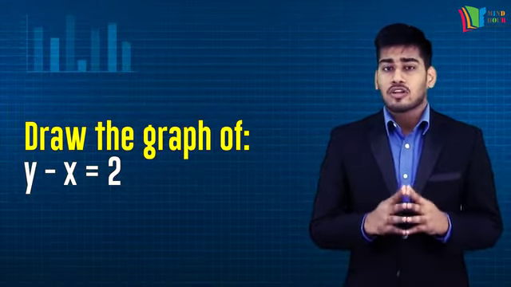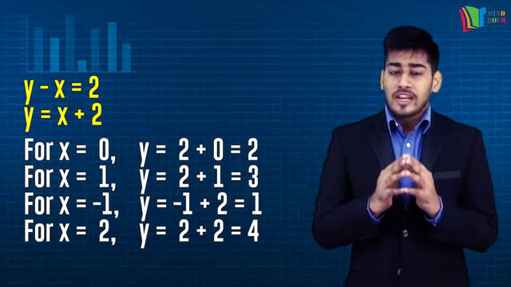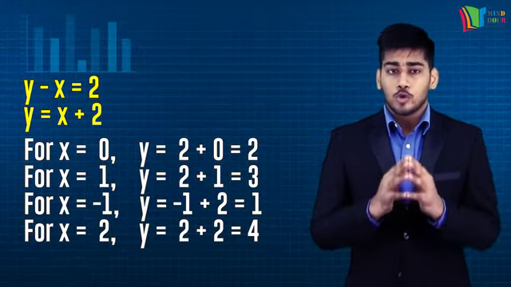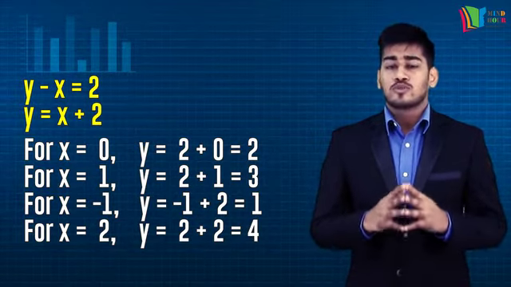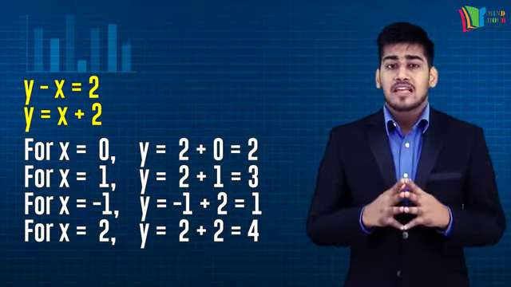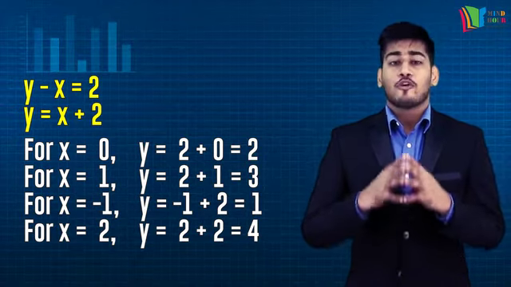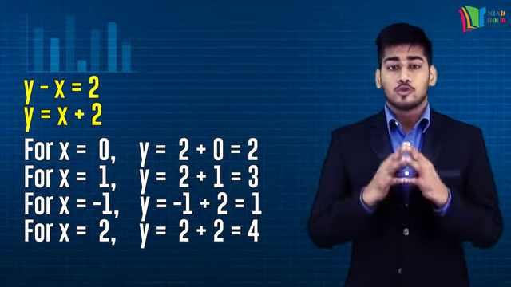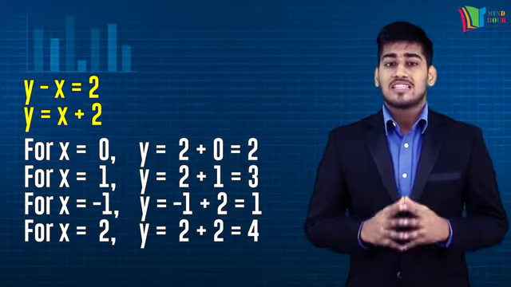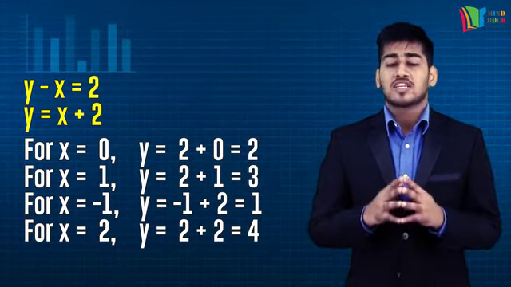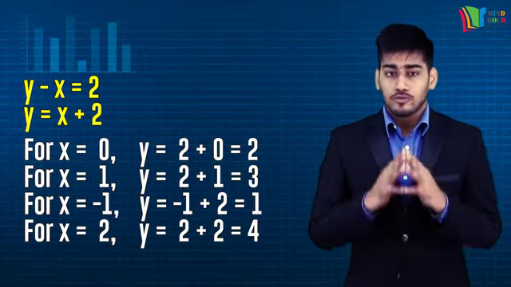For example, let's draw the graph of the equation y minus x is equal to 2. Let us rewrite the equation: y is equal to 2 plus x. Now, we put different values of x and see what values for y we get. For x is equal to 0, y is equal to 2 plus 0, which equals 2. For x is equal to 1, y is equal to 2 plus 1, which gives us 3. For x is equal to minus 1, y is equal to minus 1 plus 2, which gives us 1. And for x is equal to 2, y is equal to 2 plus 2, which is equal to 4.